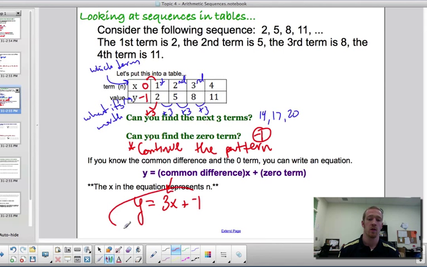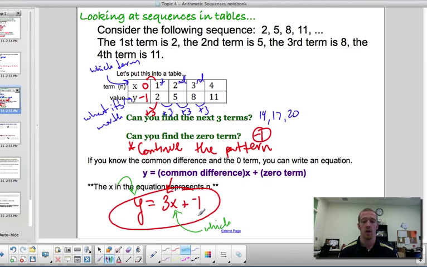That is our function. So that tells you if you plug in x, that would be which term you want, like 7th term, 8th term, 500th term. And then this is going to be what it's worth. So this is which term, and this is what it's worth.